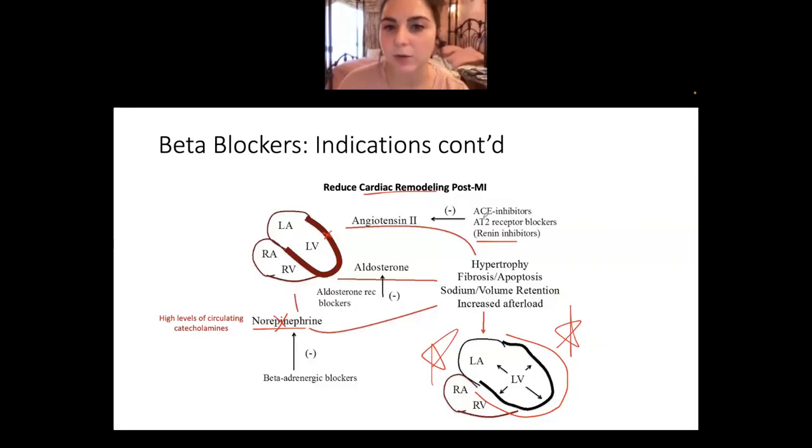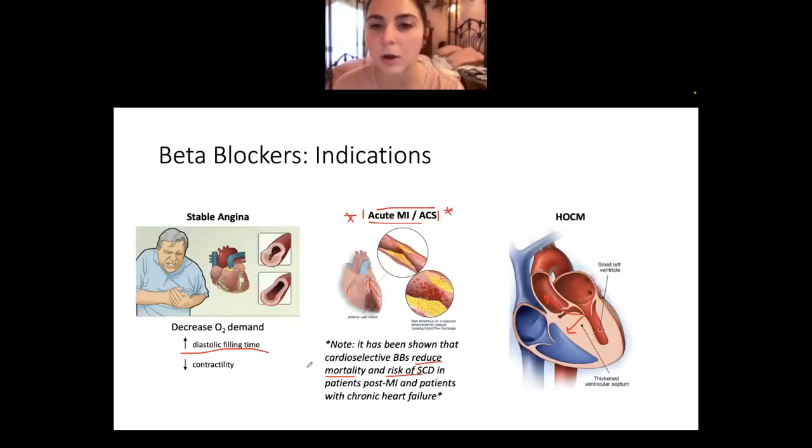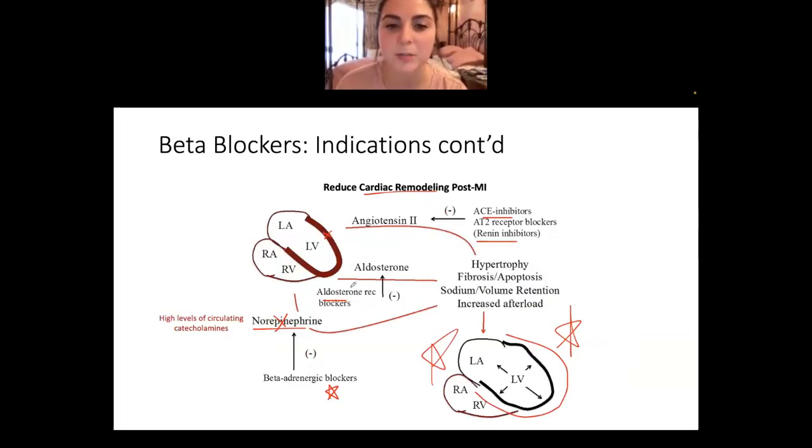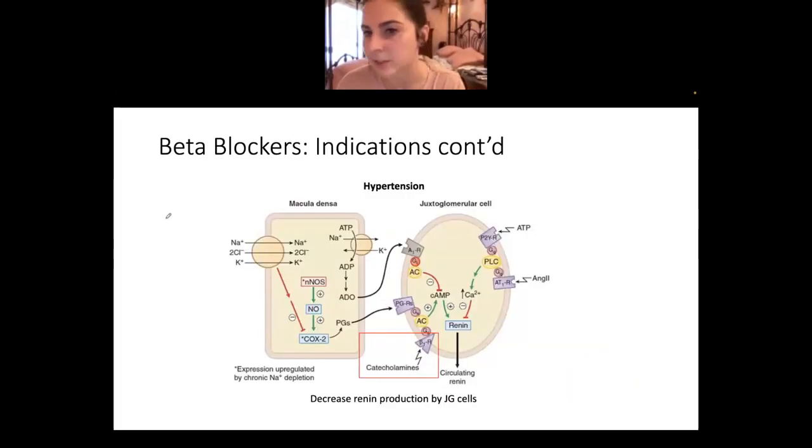And there are many drugs you can give after, like you see here: renin inhibitors, ACE inhibitors, aldosterone receptor blockers. These are all good to give, but beta blockers are the ones that have been shown, that's why I wrote it here, they did a research study on this. So even though maybe all these other ones would help, beta blockers are the ones that you give.